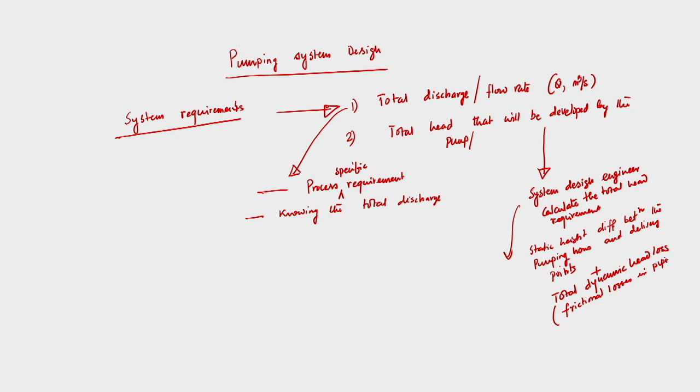And also there will be some bends, fittings, valves. So, we need to take into account another, minor losses, that is due to bends, fittings, etcetera. Normally, we take 15% of the total loss, that we consider normally to keep the system on the safer side.